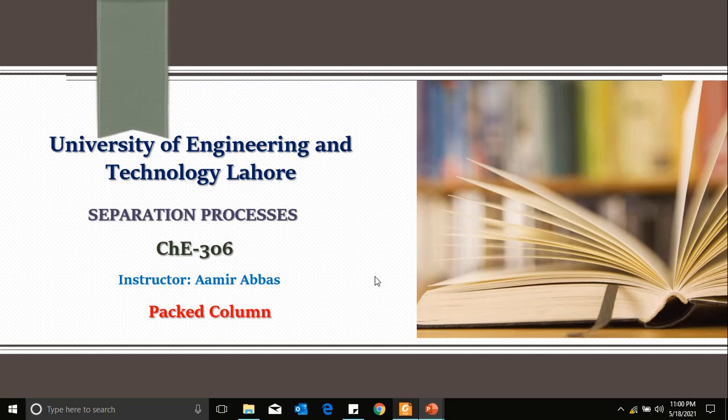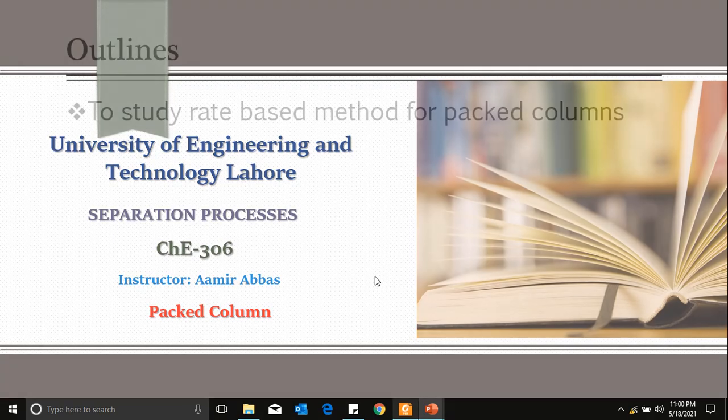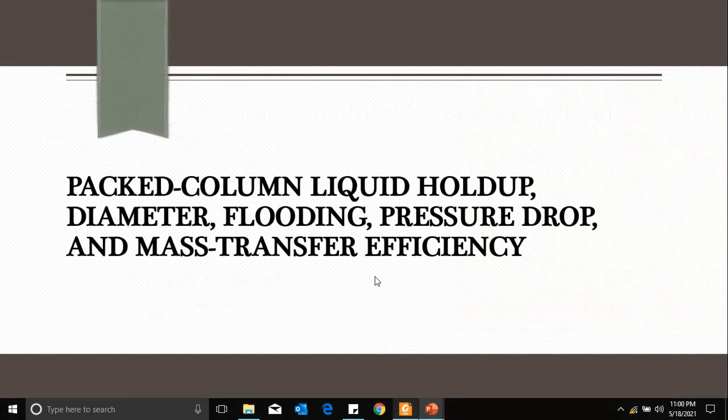Let's continue with the same topic of PEC tower design. So today mainly we will be talking, in this section, about the liquid hold up inside the PEC column. In continuation of this, I think by the next lecture we will start with the calculation of diameter, pressure drop, flooding velocity, and then the last part of this design part, which is related to mass transfer efficiency.